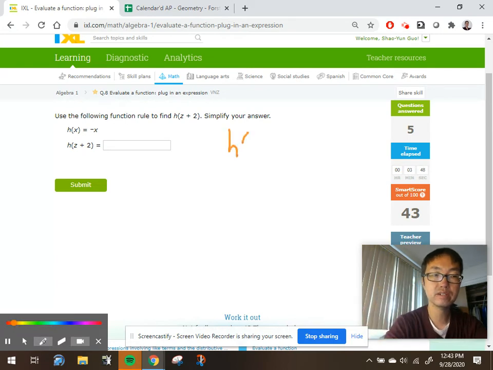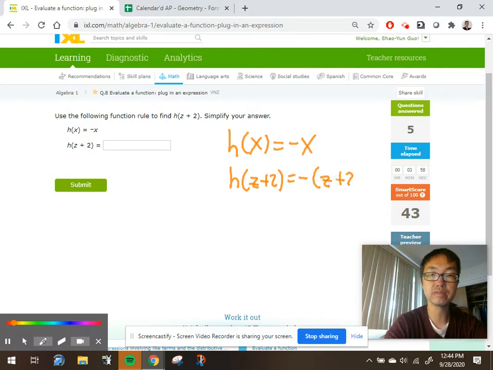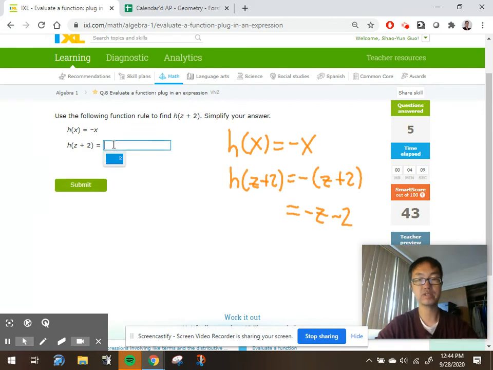So h of x equals negative x. h of z plus 2. Negative, I'm going to put a little slash for the z. z plus 2. Opposite of z is opposite z. Opposite of positive 2 is negative 2. So negative z plus 2. Oops, minus 2.